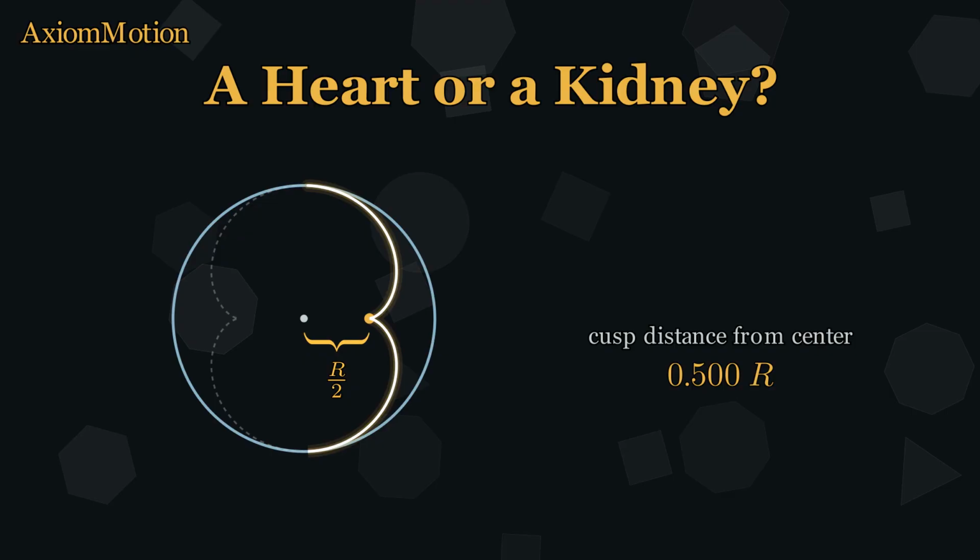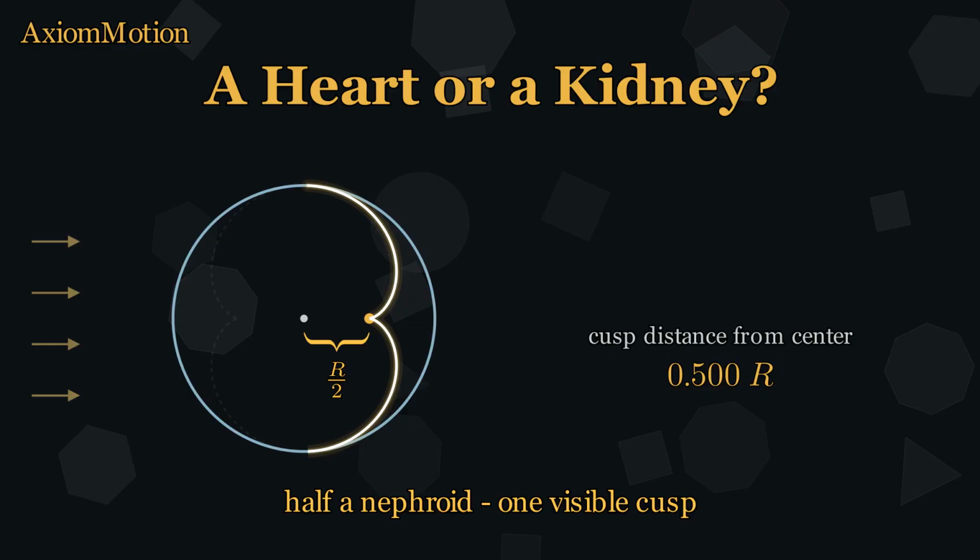One last honest detail. Real light enters from one side, so only half of the wall is ever lit, and only half of the envelope is ever drawn. What survives is half a nephroid with a single visible cusp. That is the true shape in your cup. Not quite a heart. Something rarer, and now, something you can name.